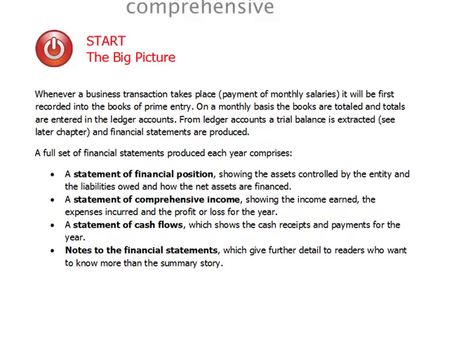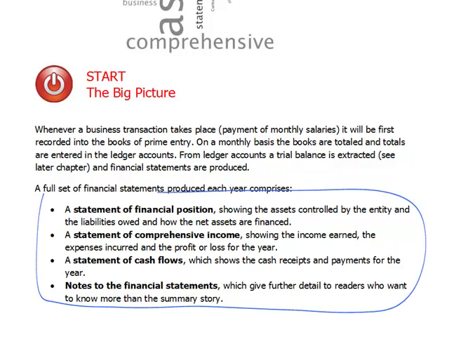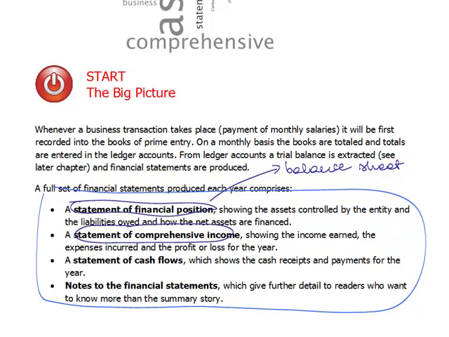If you look at the first page in this chapter, which is page 12 in the notes, you will see within the big picture section the following components of financial statements. Mandatory components of financial statements is a statement of financial position, which used to be called the balance sheet, a statement of comprehensive income, which in the past used to be called income statement.